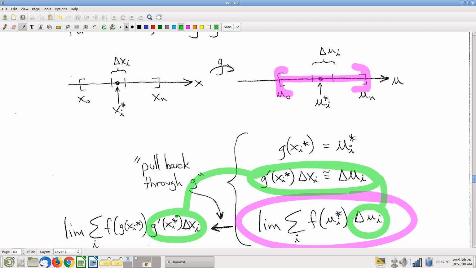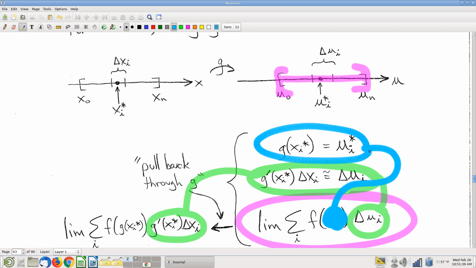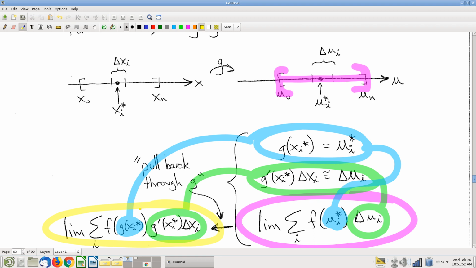right? And approximately. And this u here is g of x. After all, that was my formula. So everything that's in this Riemann sum on the right, I can rewrite in terms of x, and notice that gives me a Riemann sum in terms of x. That gives me, therefore, an integral on the x-axis. It gives me a dx integral.